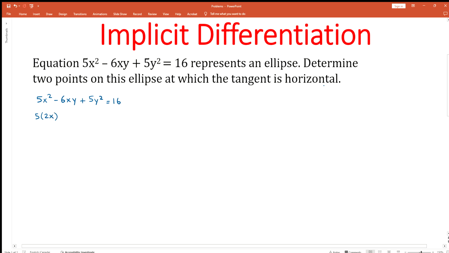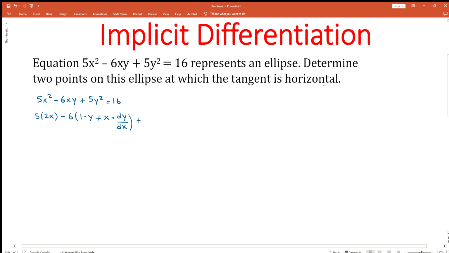In the second term, negative 6 is the coefficient of the term. It's a constant, so it will stay as it is. xy is made up of two functions, x and y. They are being multiplied, so we have to use the product rule to find the derivative. As per the product rule, we start with the derivative of the first function. The derivative of x with respect to x is 1 times the second function y, plus the first function x times the derivative of the second function. The derivative of y with respect to x is dy over dx.